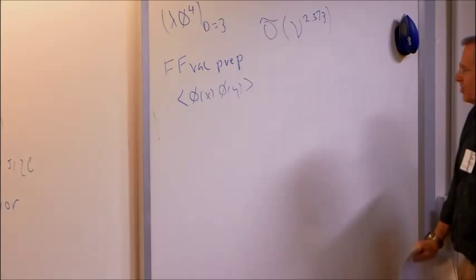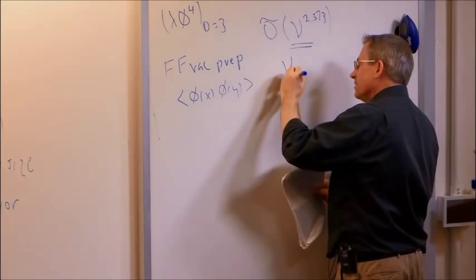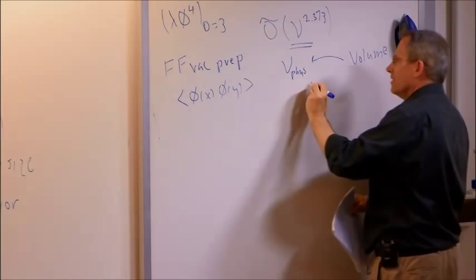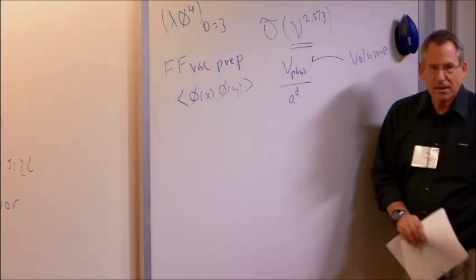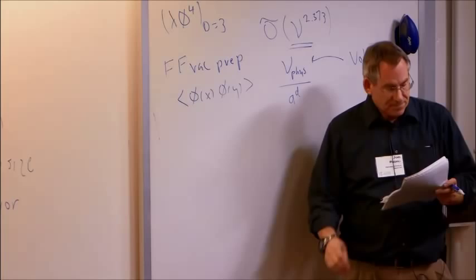And this is the number of qubits in our quantum computer. It goes like the physical volume, the volume that we're trying to simulate in lattice units, so divided by a to the little d, a the lattice spacing, d the spatial dimensionality. And so now I want to get a sufficiently small error.